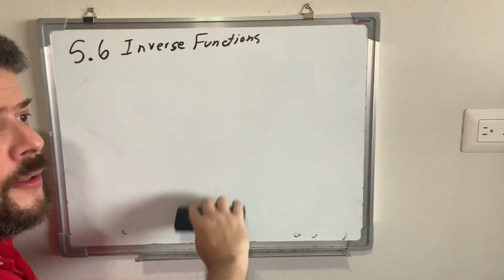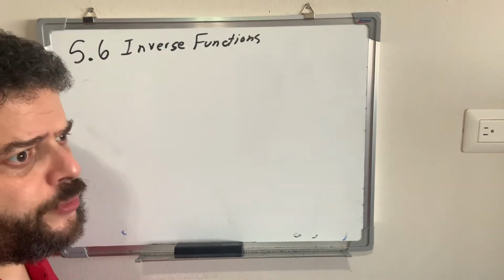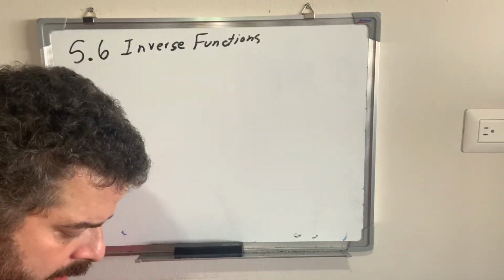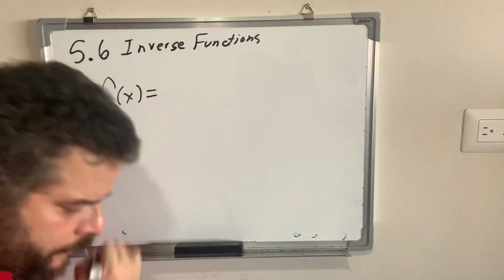Again, pretty straightforward. The exact same process applies to every single one. F of x is substituted for y. Flip your x's and your y's. Isolate y. Done. Now, example 5 says finding the inverse of a radical function.